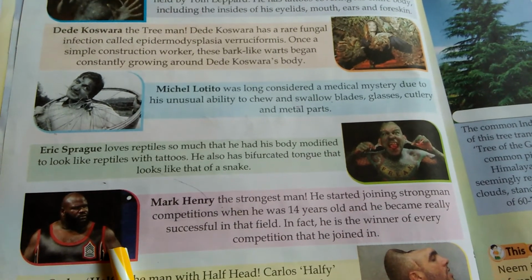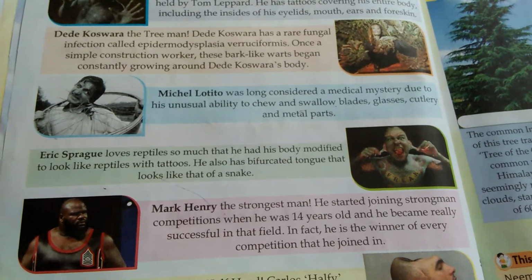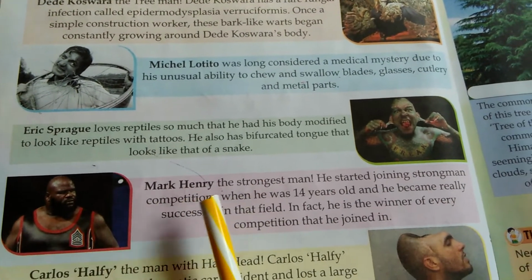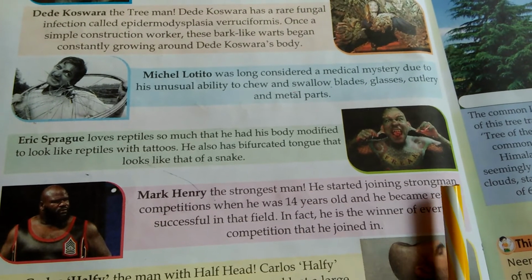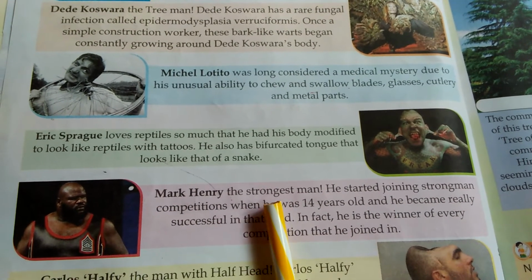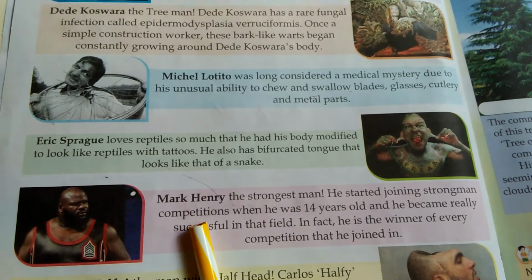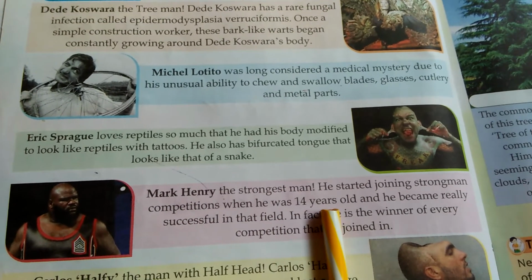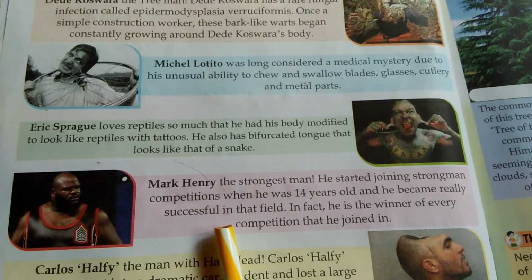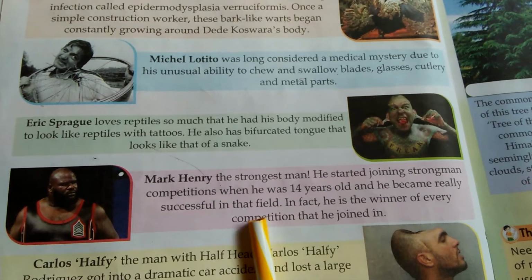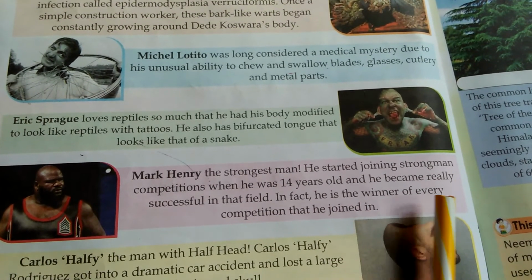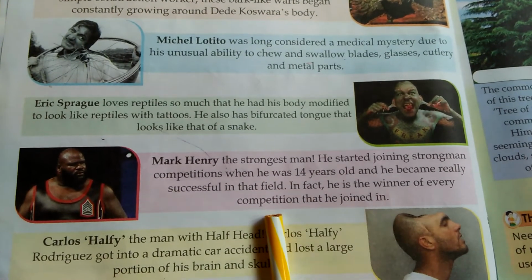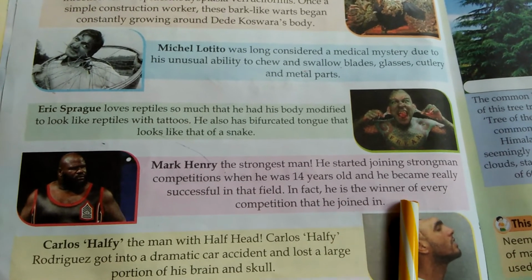Okay, now the next picture. Mark Henry. Mark Henry, the strongest man. He is known as the strongest man. He started joining strongman competitions when he was 14 years old, and he became really successful in that field. In fact, he is the winner of every competition that he joined in. Means if he takes part in any competition, he is the winner in that.